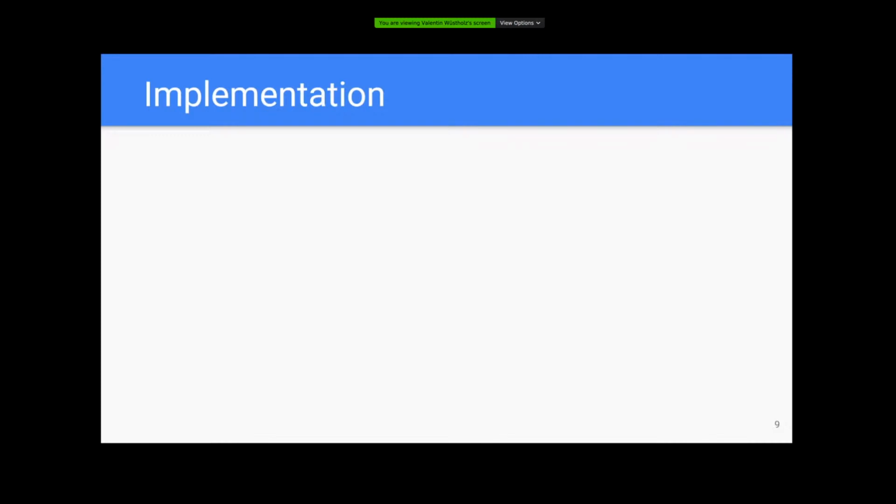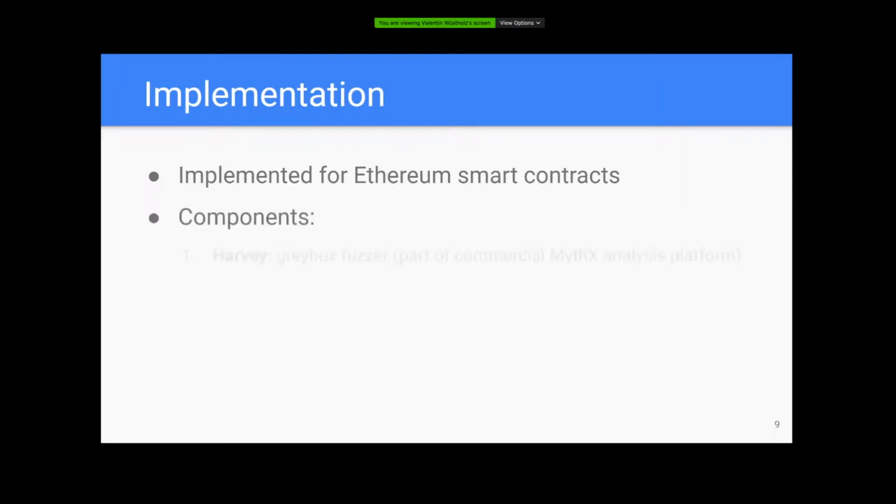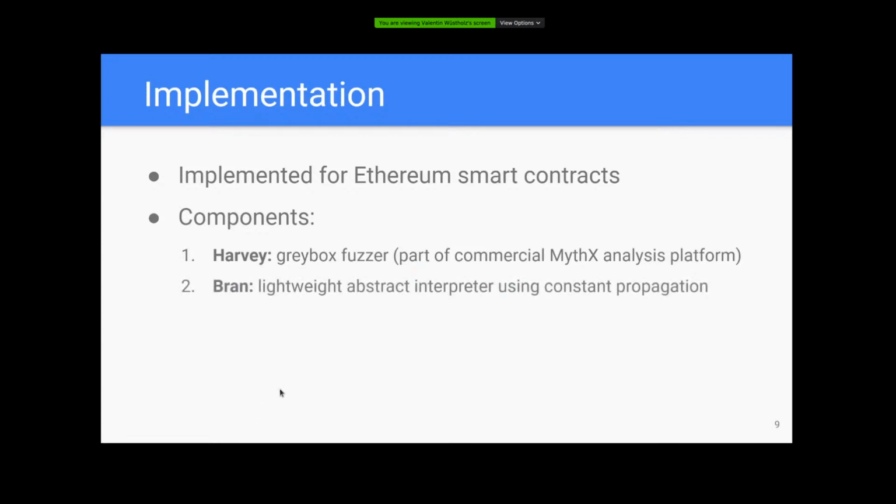We also implemented this in a gray box fuzzer for Ethereum smart contracts, and that consists of two main components. First, there is the existing Harvey gray box fuzzer, which we extended, and which is part of the commercial MythX analysis platform. We also added a new component called Bran, a lightweight abstract interpreter that uses constant propagation. This is used for the look-ahead analysis.